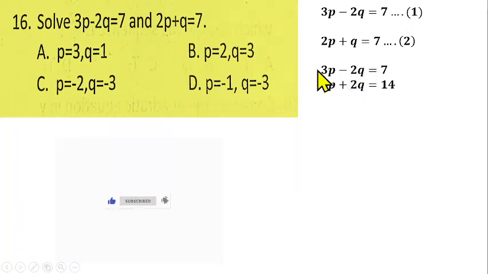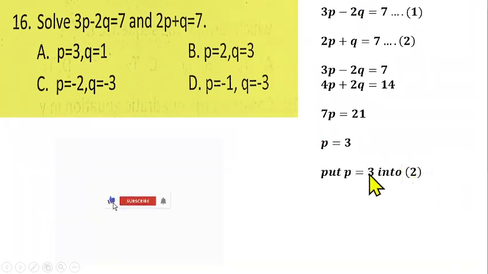Now if you add it, you have 3p plus 4p, that gives us 7p. Then minus 2q plus 2q gives us 0. 7 plus 14 gives us 21. Divide both sides by 7, p will be 3. Then from there you can substitute this into equation 1 or equation 2 to find our q. So put this into 2.